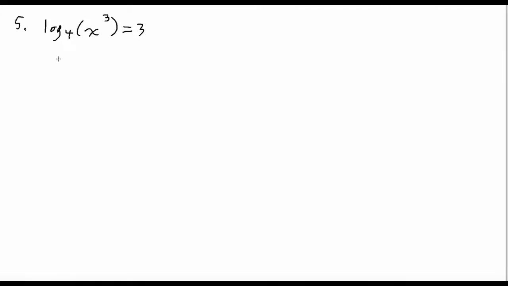Problem number 5 states that the log base 4 of x to the third power equals 3. So, how do we solve this one? Well, there are two ways that you could solve this. The first way is to use the third property of logarithms. So here is the third log property.